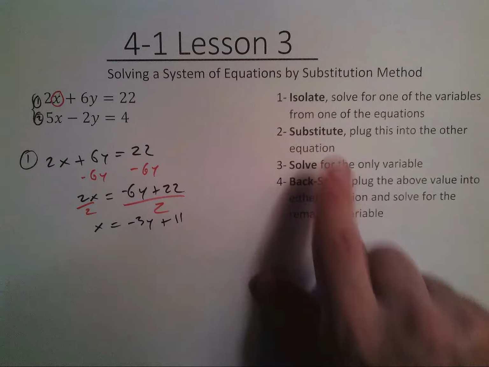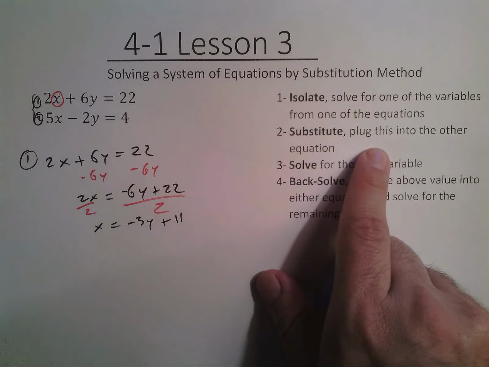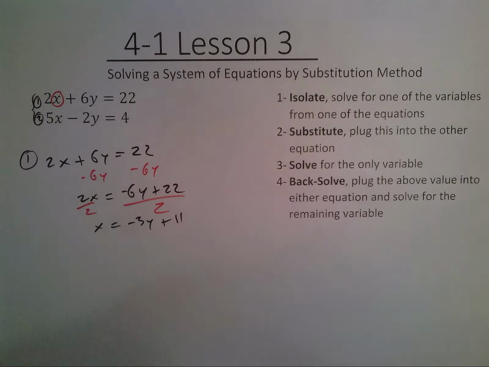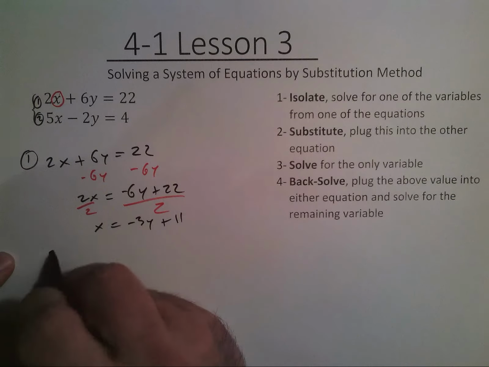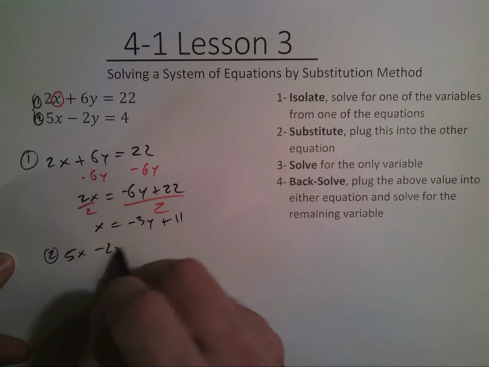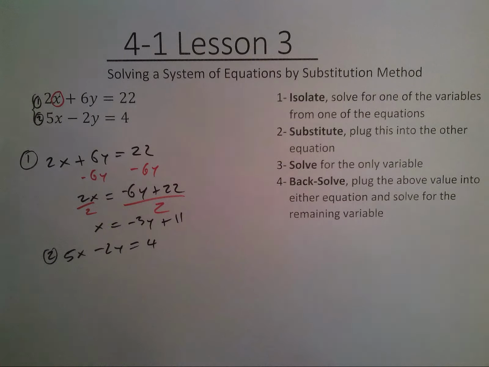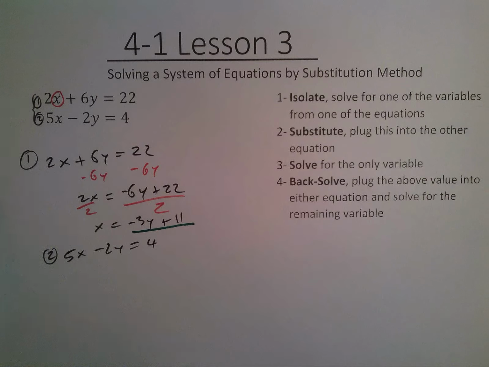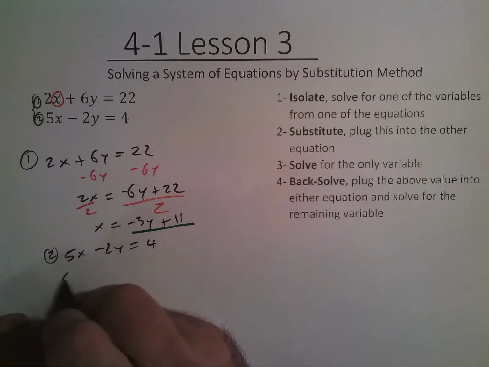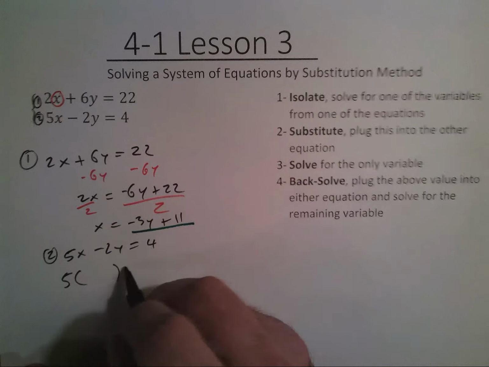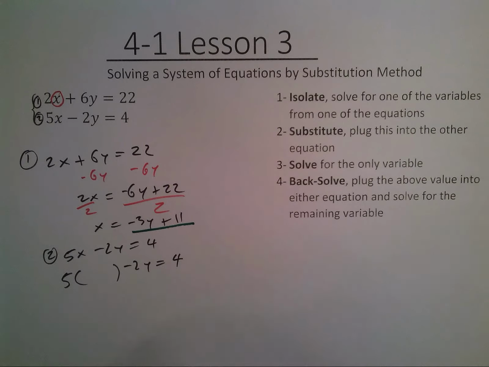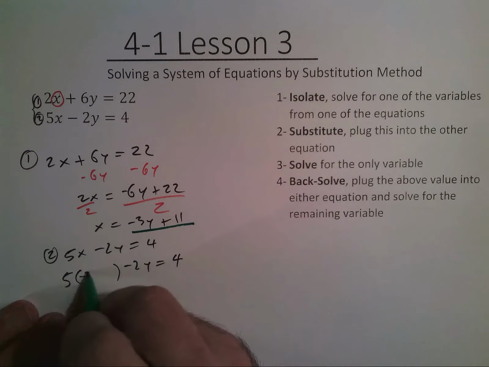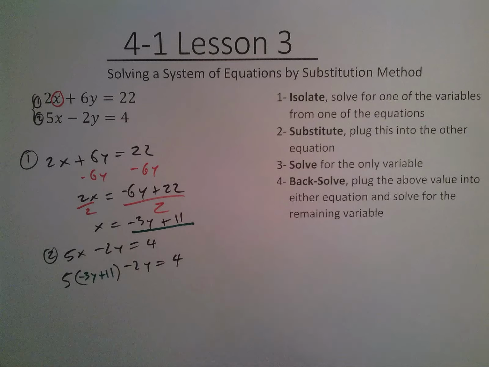My next step, substitute, I'm going to plug this into the other equation. So my other equation was 5x minus 2y is equal to 4. I know what x is equal to. X is equal to negative 3y plus 11. So now I take my 5 times x minus 2y is equal to 4. But instead of writing x, I'm writing down negative 3y plus 11. Okay, and that's it for step 2.